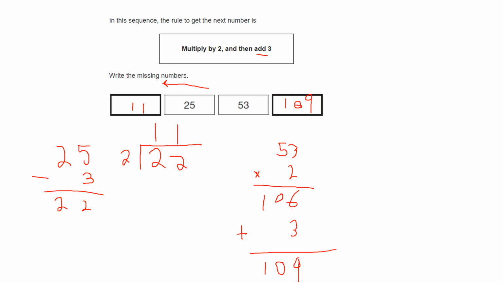Of course, if I had time at the end of my test, rather than sit and do nothing, I could double check. So I could do 11 times 2, I know is 22. And 22 add 3 is 25.